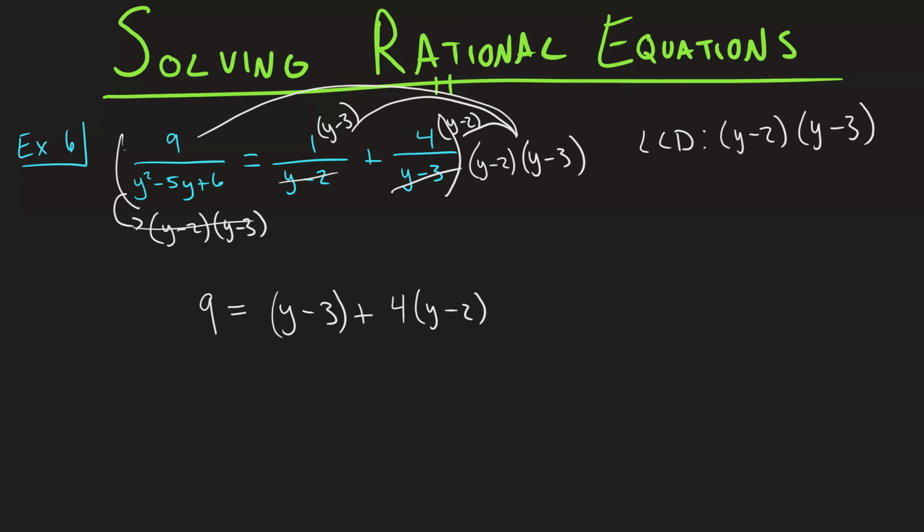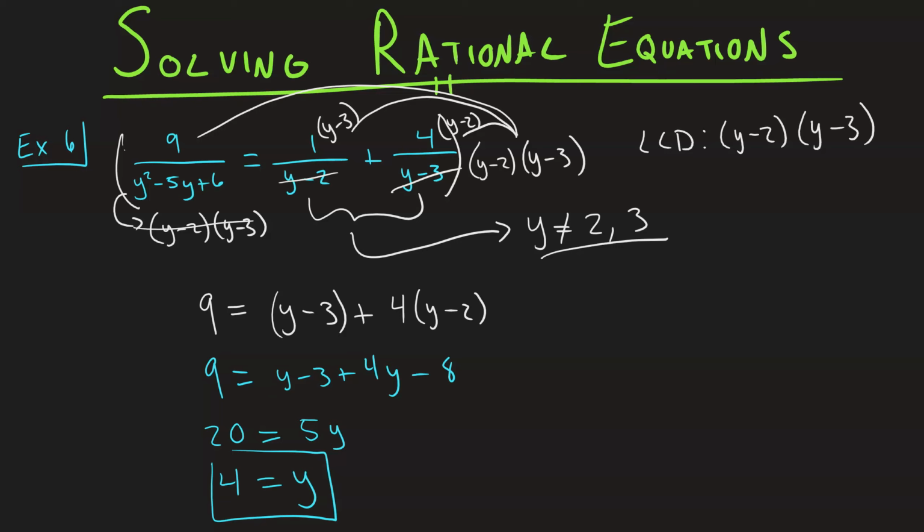So now that we've multiplied everything out and gotten rid of our denominators, we can go ahead and solve for y. Of course, we want to make sure we don't get any excluded values, especially here where we might get more than one solution. So let's go ahead and say that y cannot equal either 2 or 3. Let's go ahead and solve. So solving this linear equation for y simply gives us y equal to 4. Since 4 isn't one of our excluded values, this is our solution.